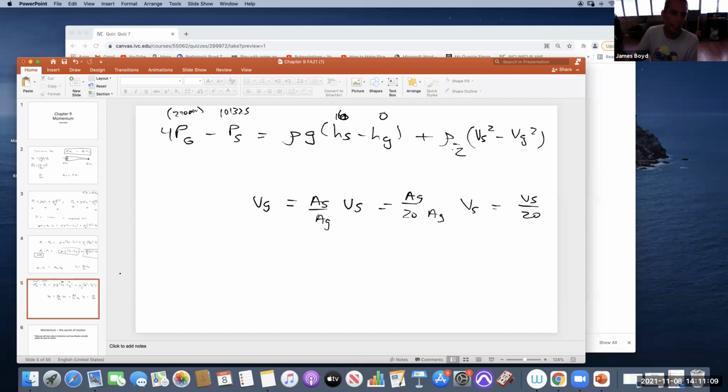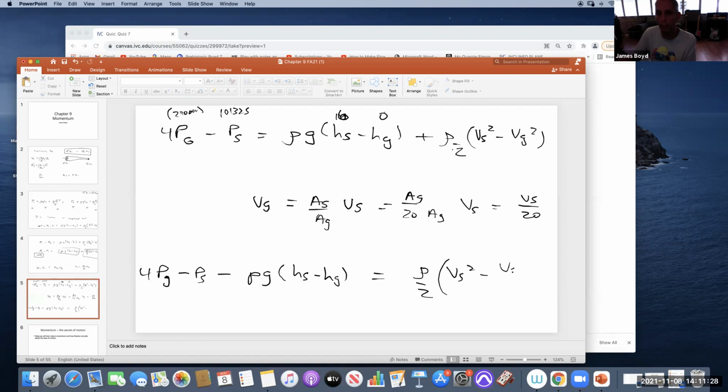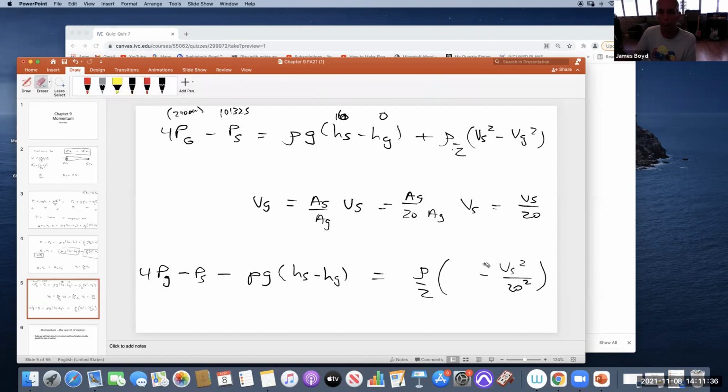So we could rewrite this as 4 times the pressure at the ground that you found in part 2, minus the pressure at the shower head, minus rho G times H shower head minus H ground, is equal to rho divided by 2 times VS squared minus VG squared, where VG is VS over 20. And from this you could pull VS squared out. You get 1 minus 1 over 20 squared times VS squared, and solve for VS. And you'll find it's some number.